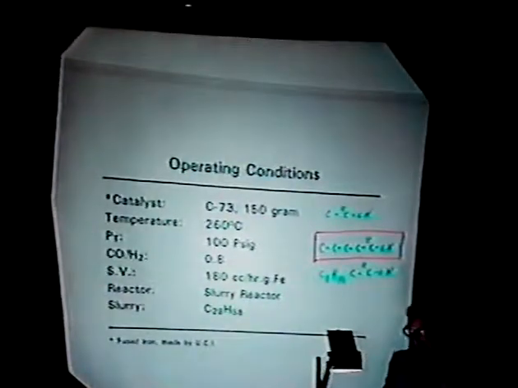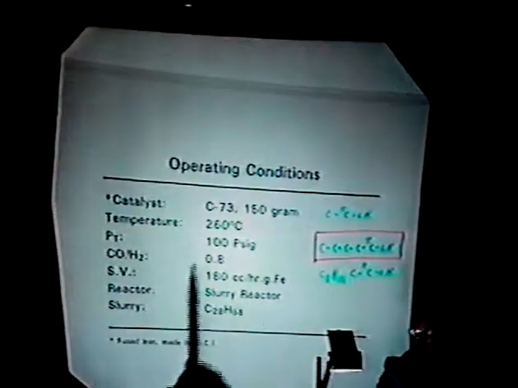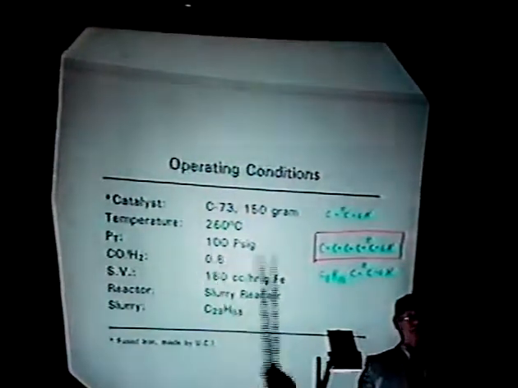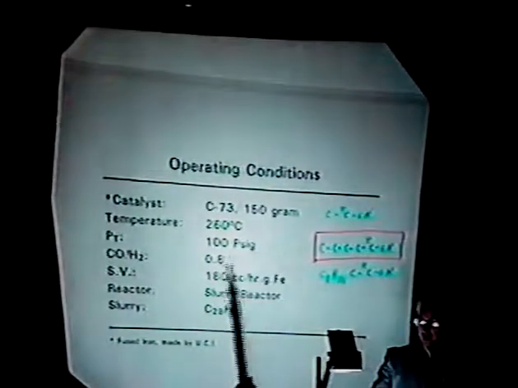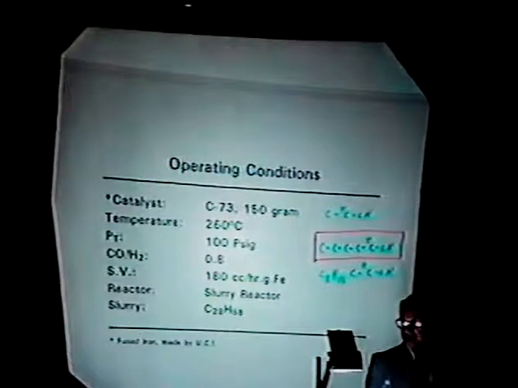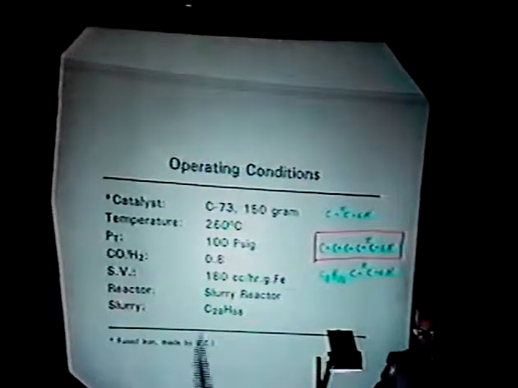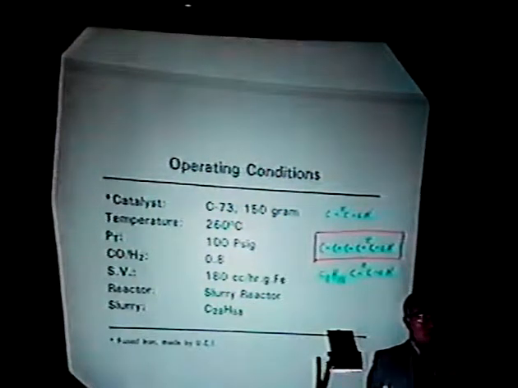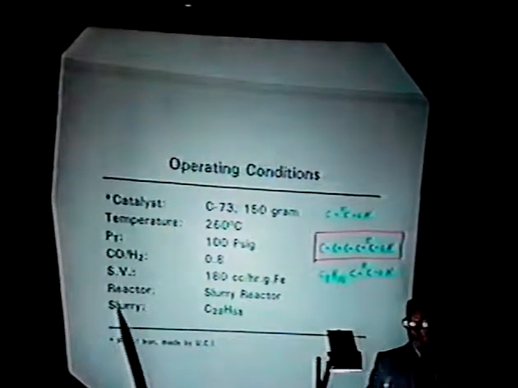It'll be easier to read this than it is to get it apart. The catalyst was a doubly promoted C73, which a lot of people have used, at 260 degrees centigrade, 100 pounds total pressure, a CO to hydrogen ratio of 0.8, and a space velocity of 180 cc's per hour per gram of iron. The reactor is run as a slurry reactor with the catalyst suspended in octocosane.